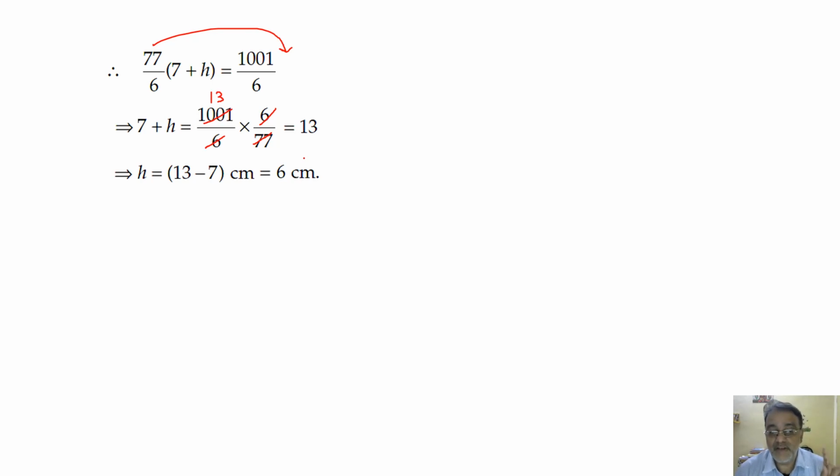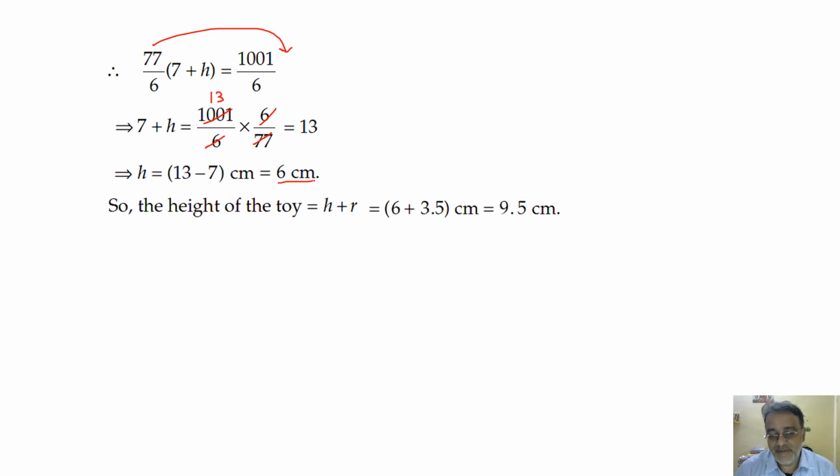Okay, so we got the height of the toy. No, for the height of the toy we have to add radius also. ठीक है ना, टोटल हाइट जो है वो h plus r होगा. So h plus r means 6 plus 3.5. So it will be 9.5 centimeters.